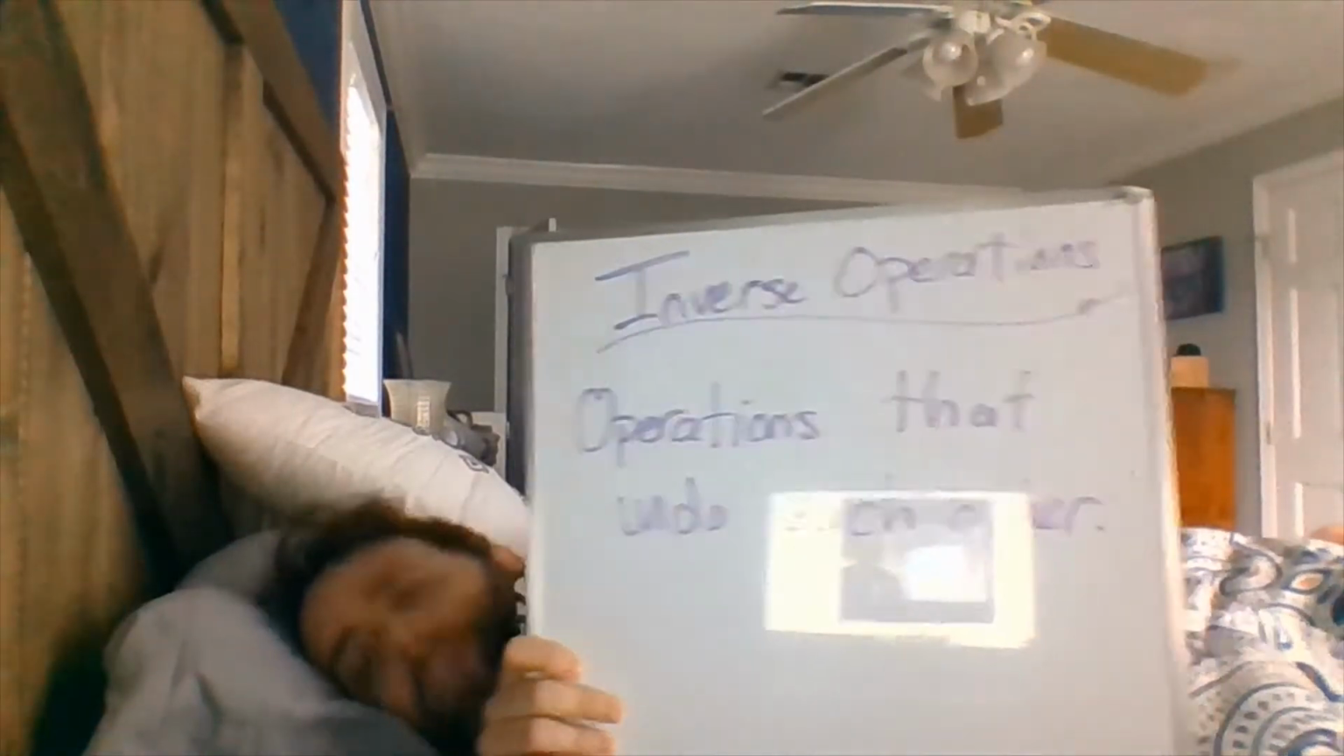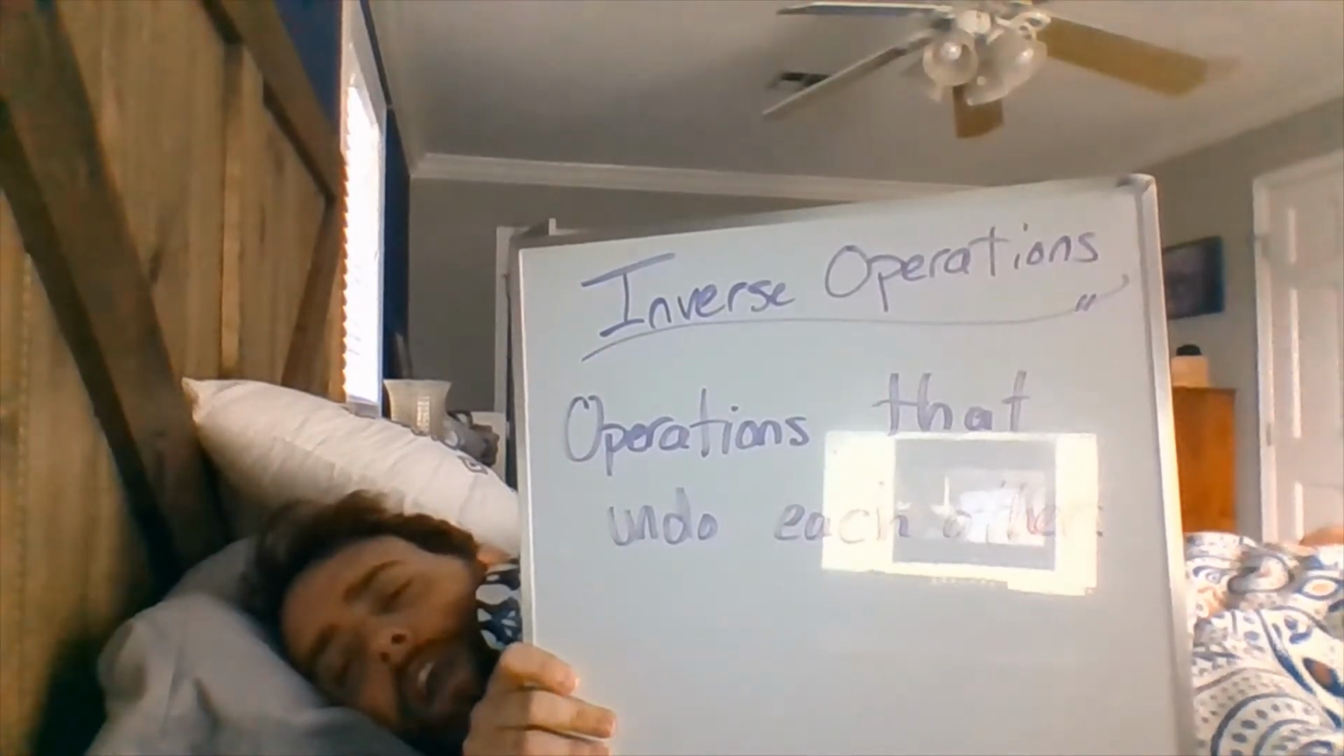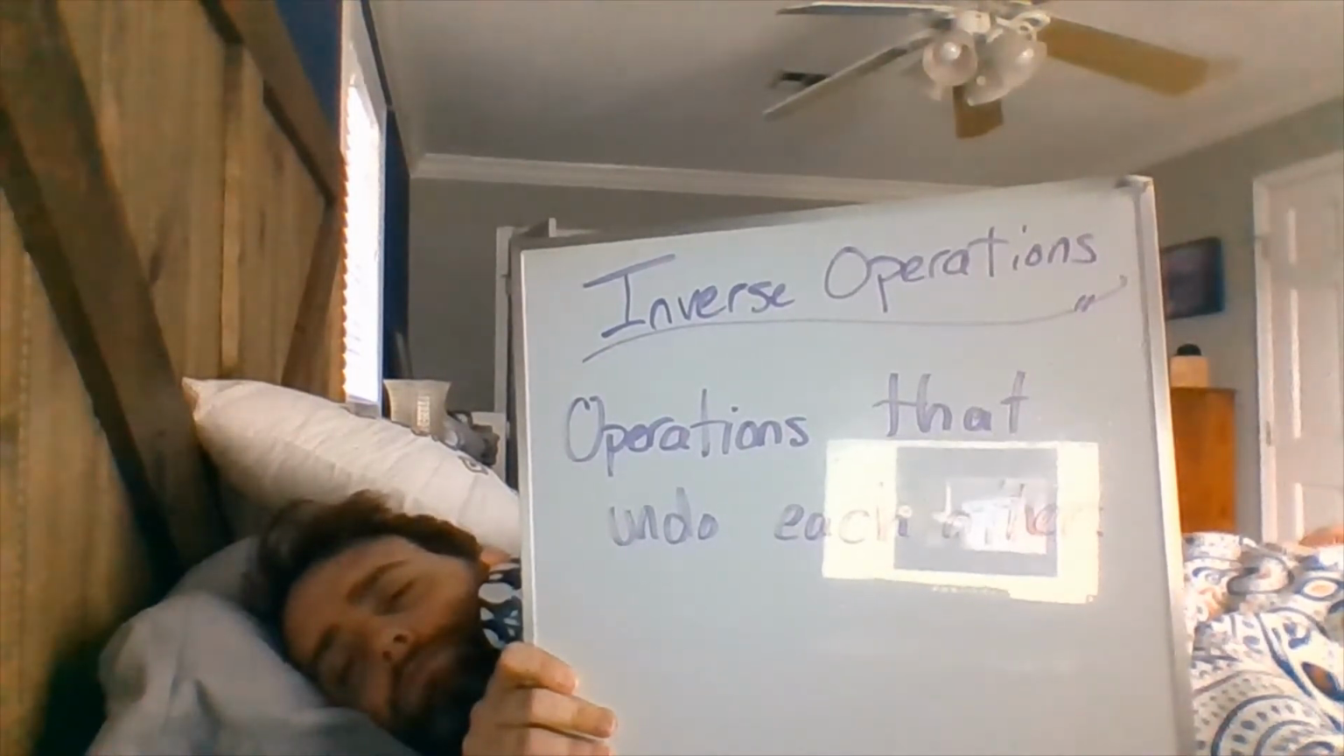That is inverse operations. Now, in order for this, I'm going to cut to a much grumpier, much more disoriented Mr. Nugent. Inverse operations are operations that undo each other. Now leave me alone so I can go to sleep. Thank you.